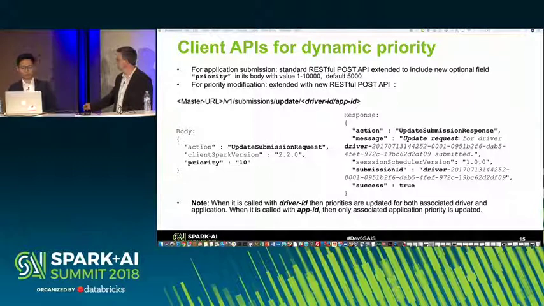But please note that when this API is used with the driver ID, then we update the priority for both associated driver and application. But if the app ID is used, then only associated application priority value is updated. So what this means is that if you submit application with, for example, a supervised flag set, then if that application fails somehow and then requeues itself as a driver, then the updated application priority value is lost, and then it requeues itself with the driver priority value.